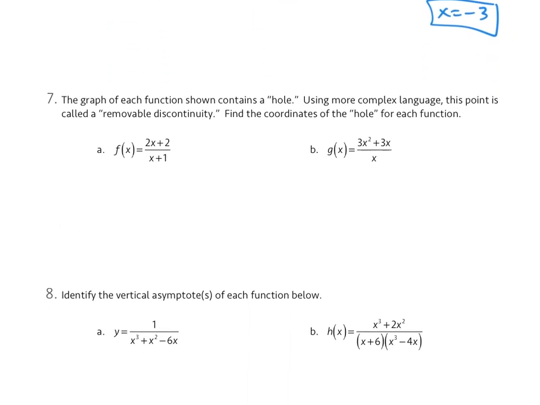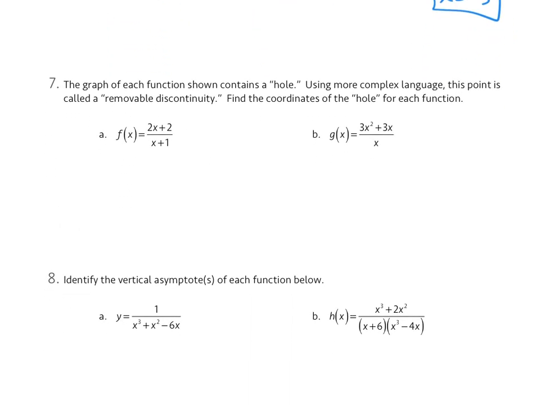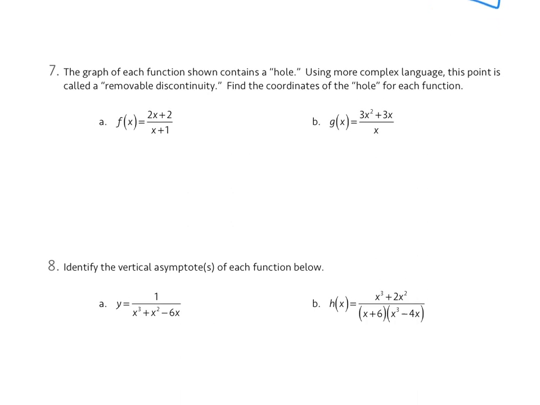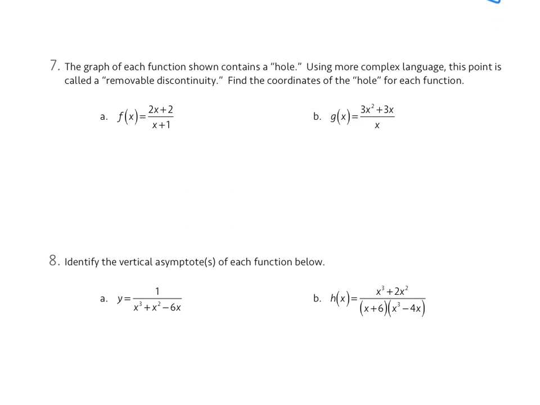The graph of each function shown contains a hole. Using more complex language, this point is called a removable discontinuity. So fancy and lengthy. We'll just call it a hole for now. Find the coordinates of the hole for each function. Let's start by fully factoring the top and the bottom. And now we see a repeated factor, x plus 1 over x plus 1. That means we have a hole when x equals negative 1.